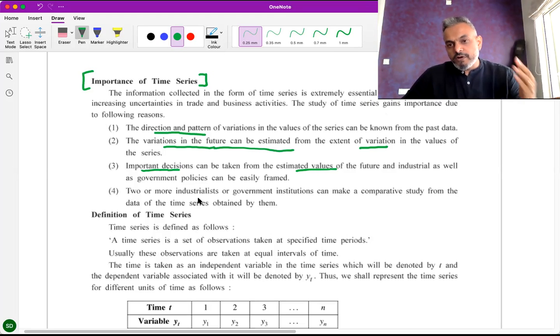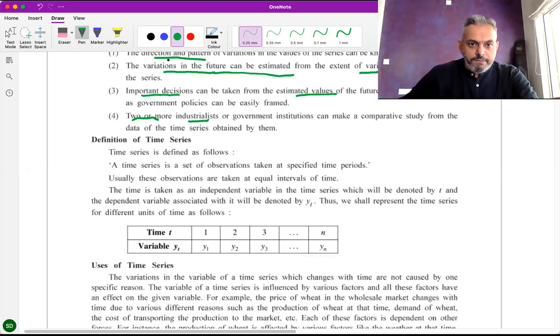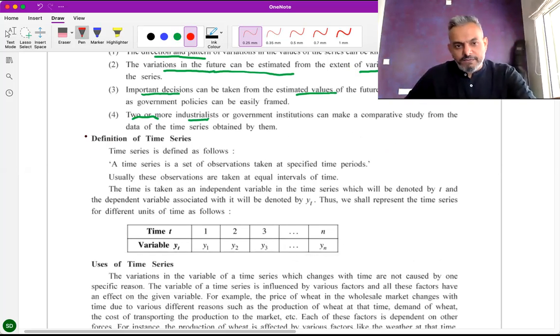Now, two or more industrialists or government institutes can make a comparative study from the time series data obtained by them. So different industries or government institutes can make comparative studies. Now, very important is the definition of time series. This is the definition, only a one-line definition: a time series is a set of observations taken at specified time periods.